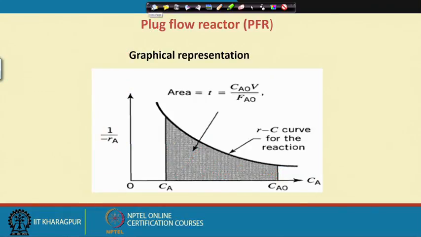Now, I have one observation here, because I want to share with you. Now, what is this situation? You try to think over that. As the substrate concentration decreases, 1 by R A increases. 1 by R A increases means that R A decreases.